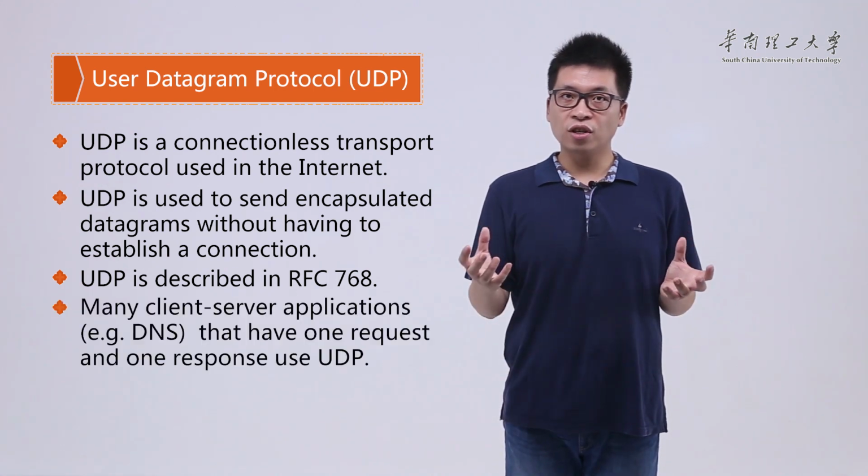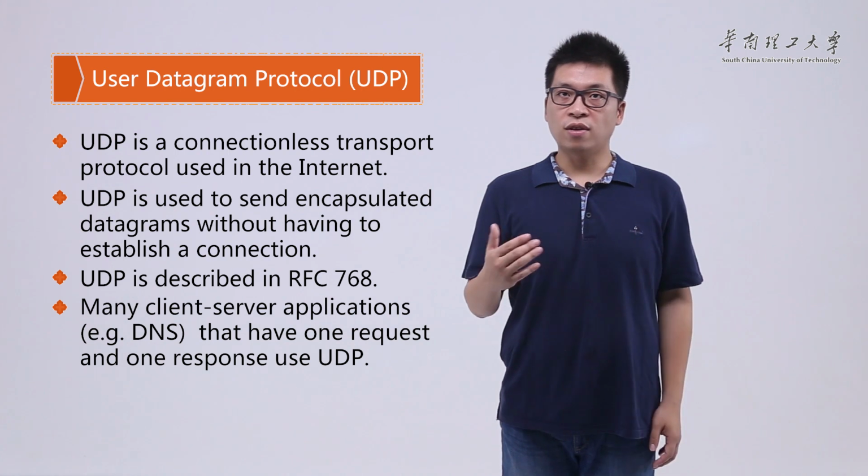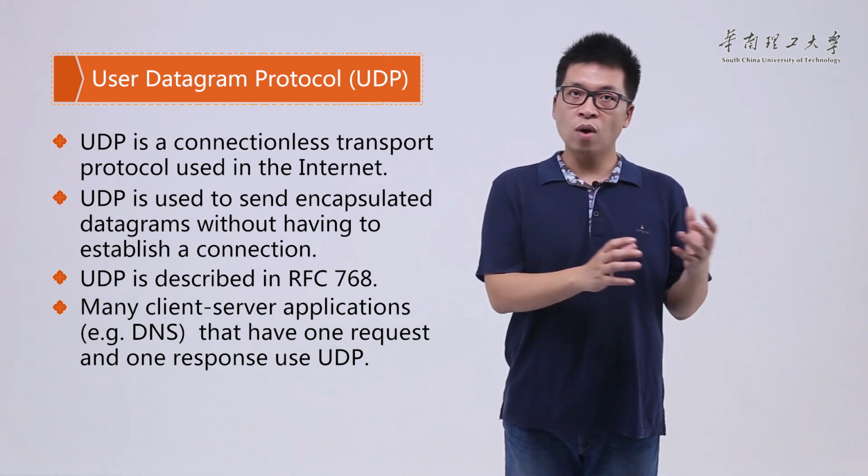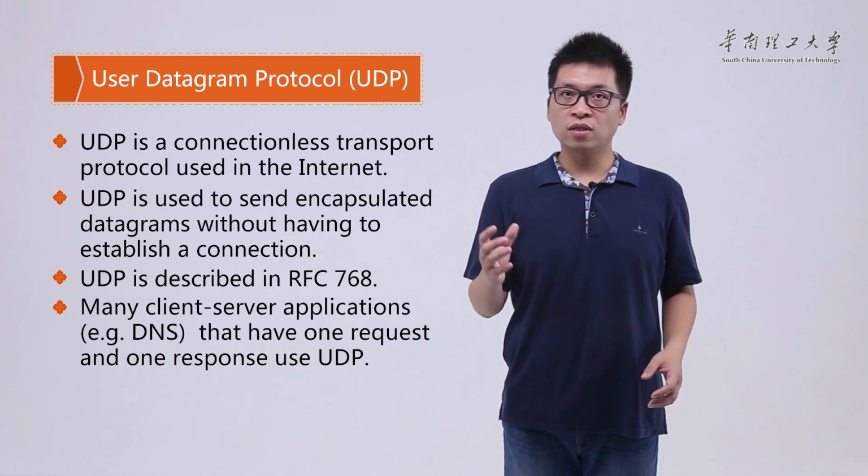Many client-server applications, such as DNS, that have one request and one response, use UDP. But you may wonder, UDP is unreliable, it is connectionless. Why do applications still want to use UDP?